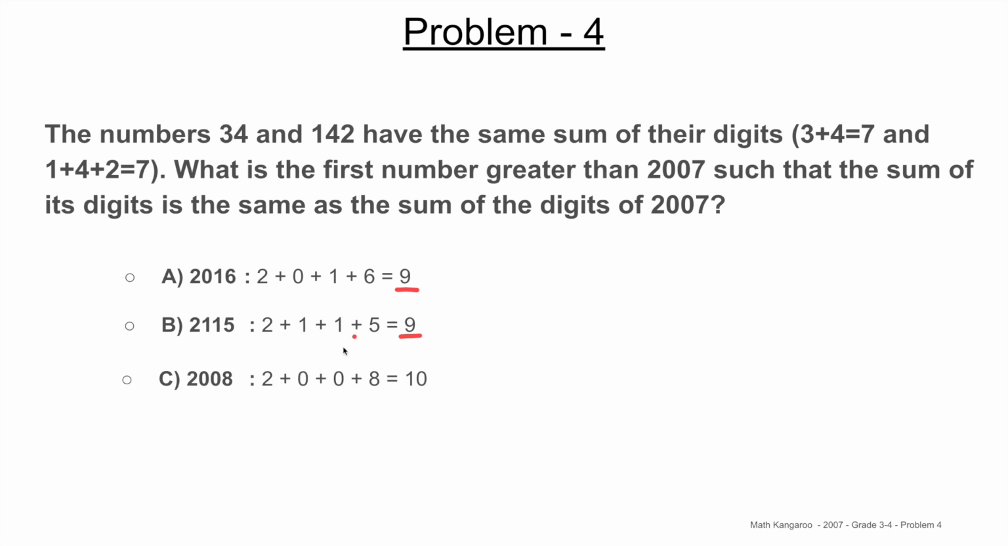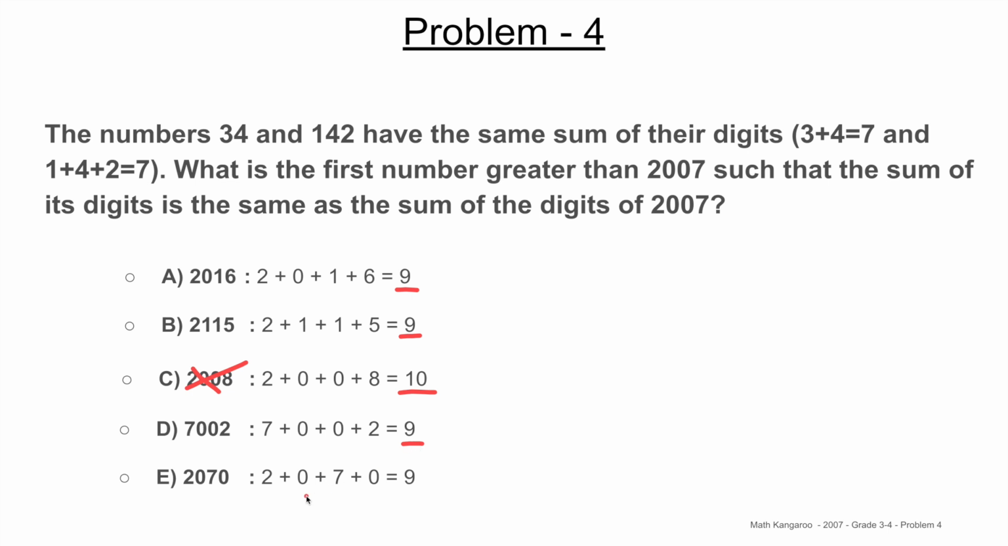Option C. 2008. The digit sum is 10. We don't need the digit sum 10, so we eliminate C. D. 7002. The digit sum is again 9. This is another valid answer. But is it closer? Let's keep going.